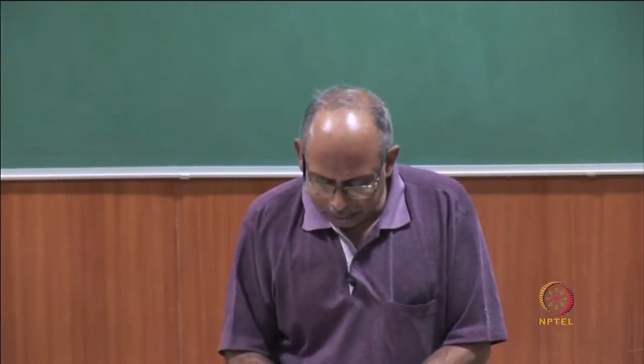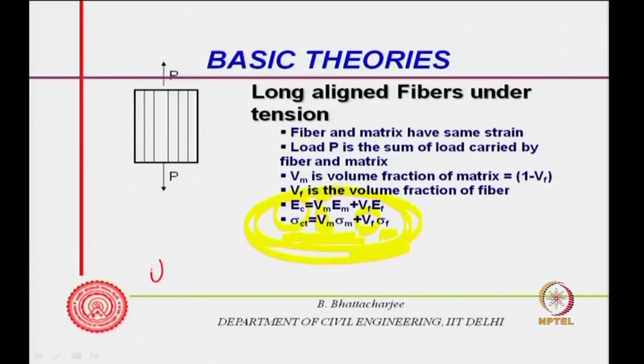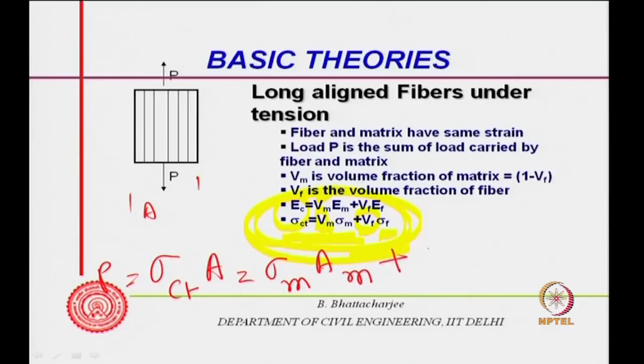given by this. You can understand this of course quickly if I look into sigma c t into A, total area. If this is the total area A, the force is equal to P, and that must be equal to sigma matrix, the stress, multiplied by the area of the matrix, plus sigma fiber into area of the fiber. Now, since the lengths are same, this aligned fiber lengths are same, so multiply everything with L.